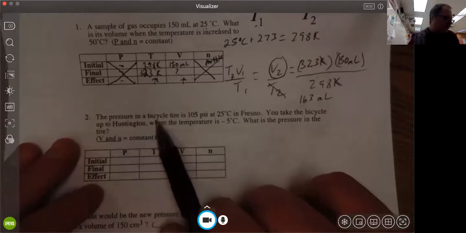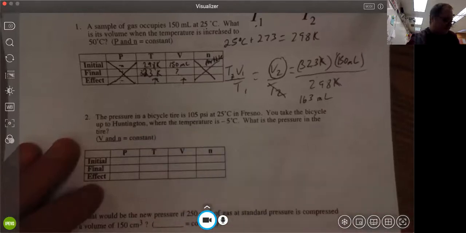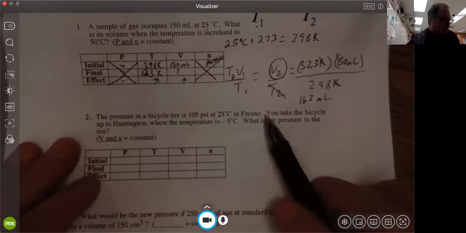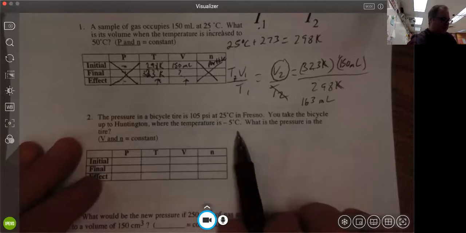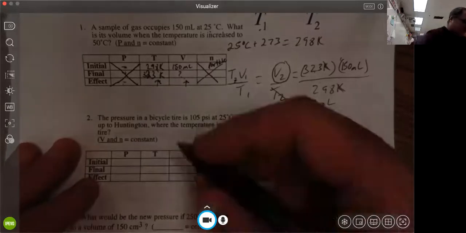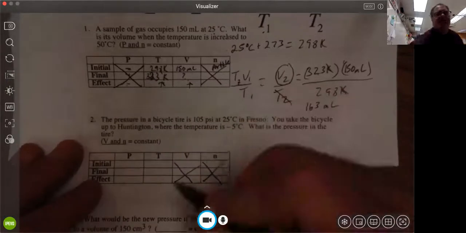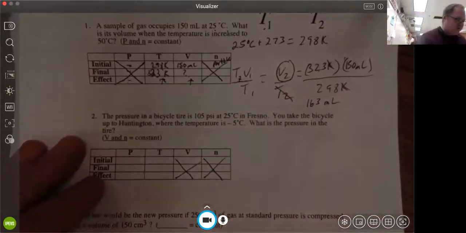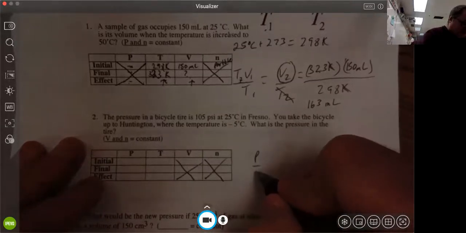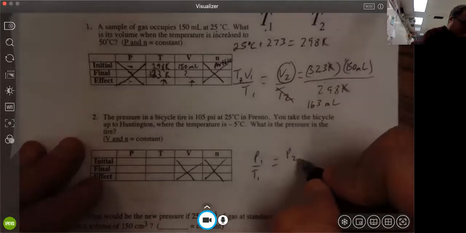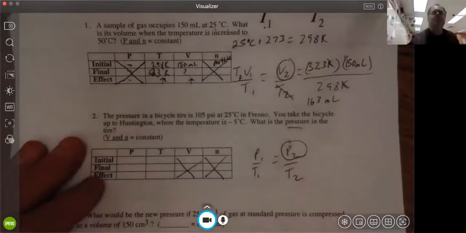2, the pressure in a bicycle tire is 105 psi at 25 degrees Celsius in Fresno. You take your bicycle up to Huntington, where the temperature is -5. What is the pressure? These bicycle tires have the same volume, and they're going to have the same number of particles. So we don't have to worry about those two things. We have P1 over T1 equals P2 over T2. We are looking for P2.